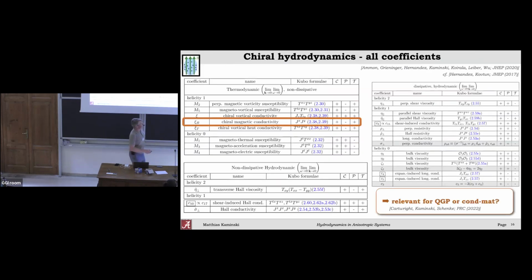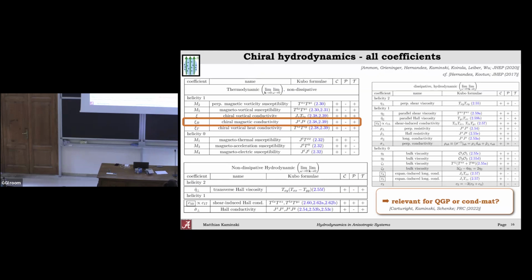Okay, so I pointed out there's a lot more. We have a whole sector that is Hall physics here. So the transverse Hall viscosity and the shear-induced Hall conductivity. It's in regard to the earlier questions. And there's the Hall conductivity in the perpendicular direction. The Hall conductivity in the longitudinal direction happens to be 0 in this model. We have no good reason why that is so, but yeah. The transverse one is non-zero. The transverse Hall conductivity is non-zero. And we have Kubo relations for that one.